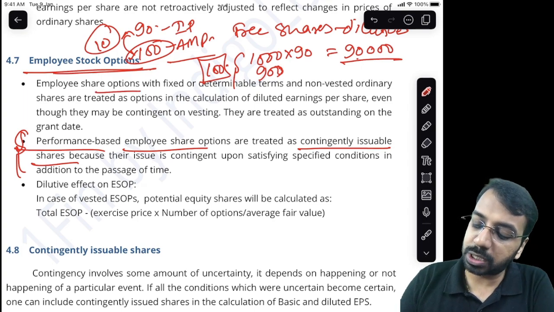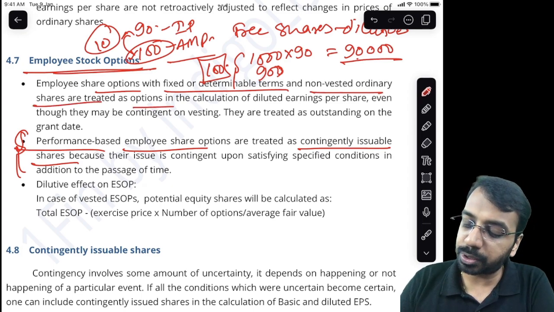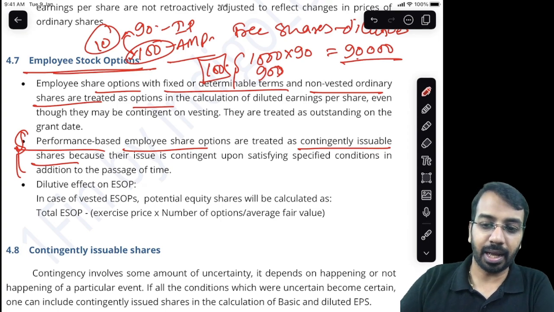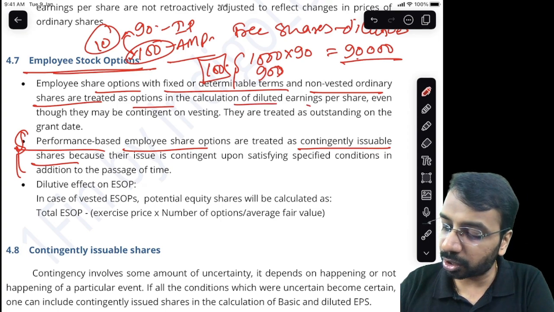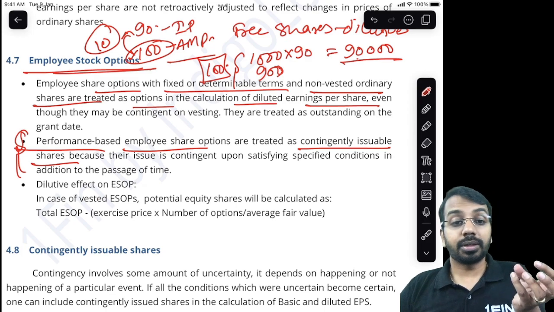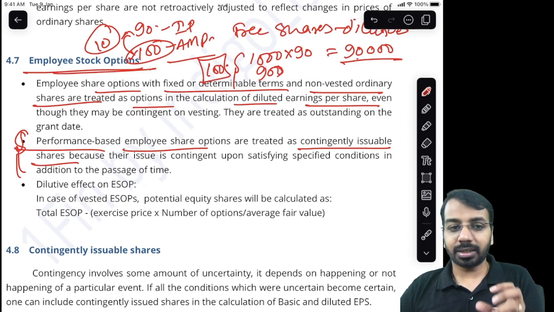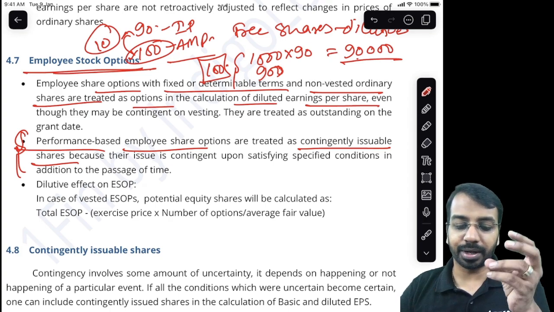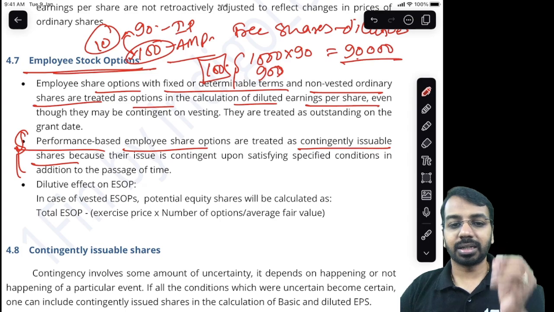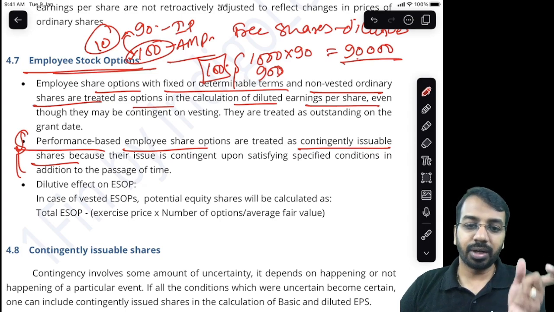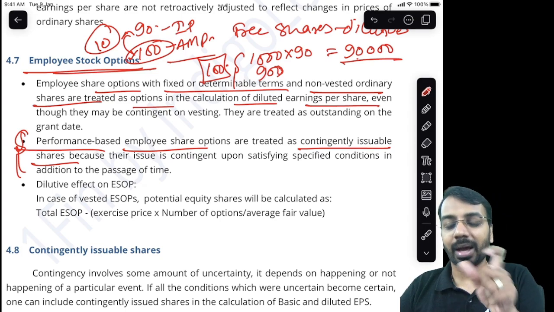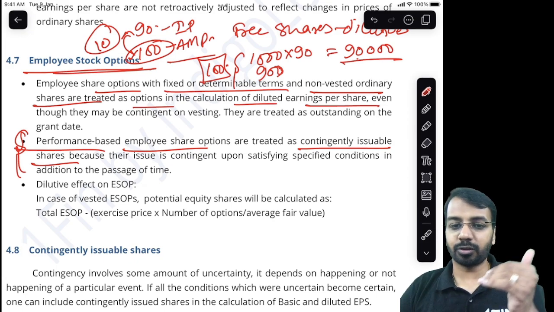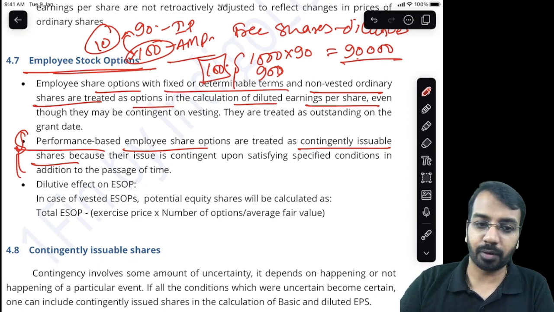If there are share options with fixed terms and non-vested ordinary shares, they are treated as options and share warrants in the calculation of earnings per share. They may not serve the 2-year period, but we still assume that as time passes, vesting occurs and employees will get those shares, and hence they are dilutive shares. We treat them in the same manner as option pricing; whatever we understood as part of options and warrants, the same thing will be done.